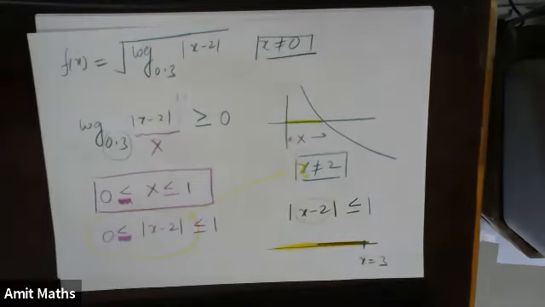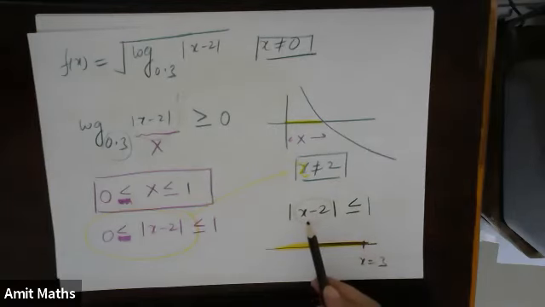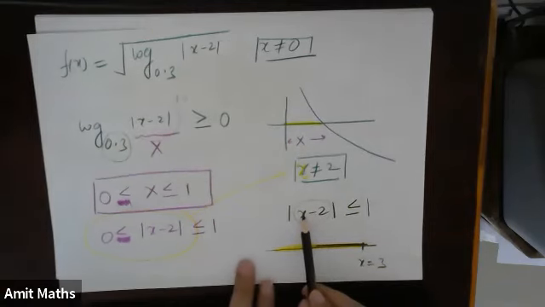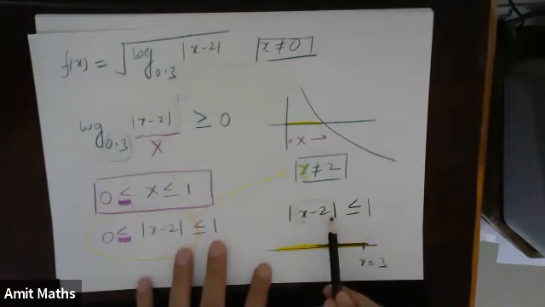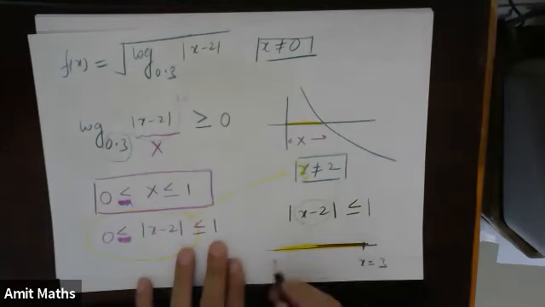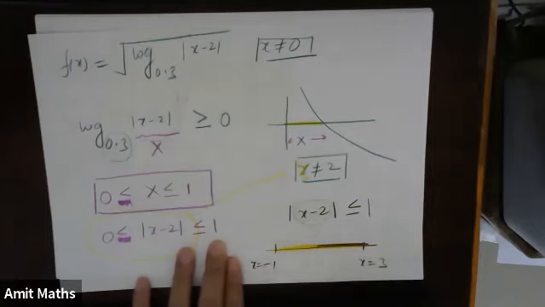Now let's take the minimum value of x for which this will be equal to 1. When x is equal to 1, 1 minus 2 will become minus 1. Mod of minus 1 will be equal to 1. So that means the minimum value of x will be 1.